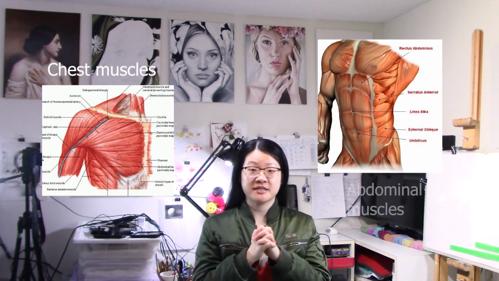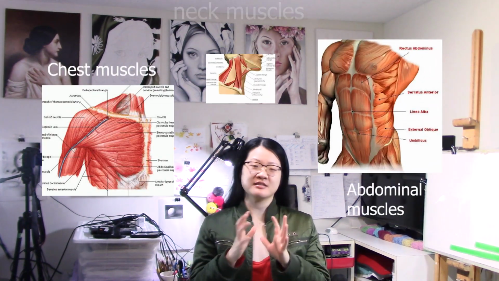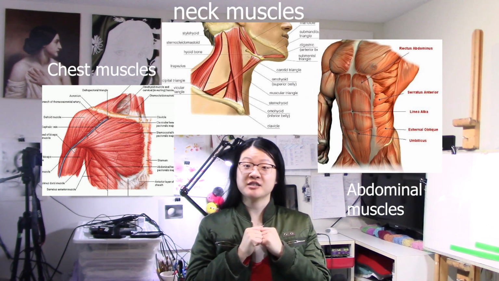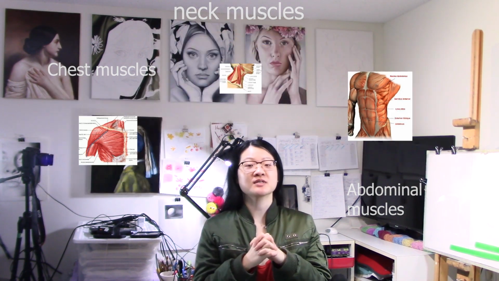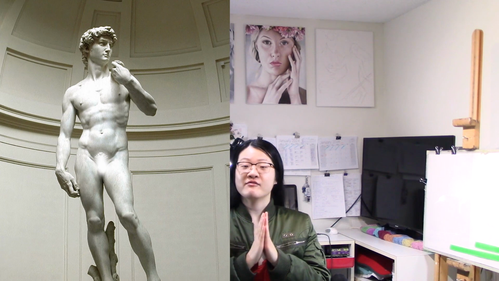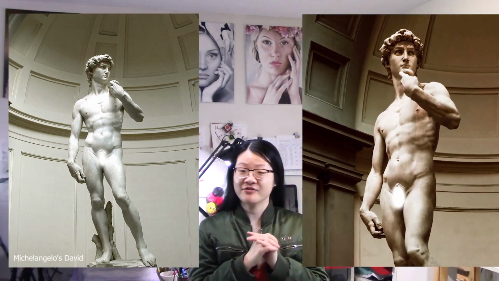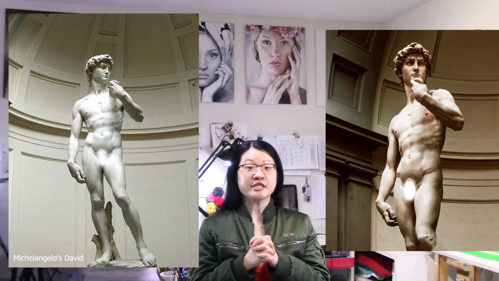Welcome back to another new episode of Discovering Art Together, and today we are going to learn more anatomy, specifically the chest muscles and abdominal muscles and a little bit of the neck muscles, and we are going to learn it from Michelangelo's beautiful and very popular and famous sculpture, David.